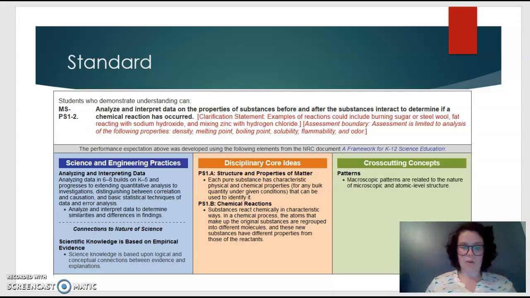The disciplinary core ideas are the structure and properties of matter. So regarding the characteristics of physical and chemical properties and about chemical reactions. So substances react chemically in characteristic ways. In a chemical process, the atoms that make up the structures are regrouped into different molecules.